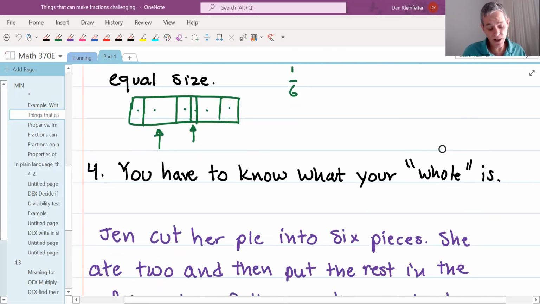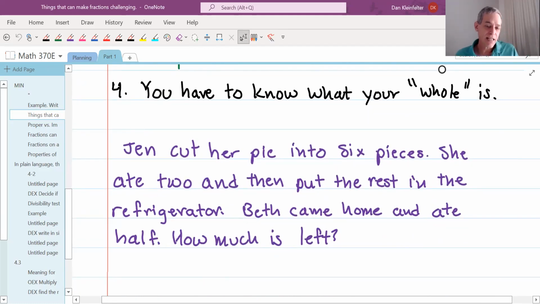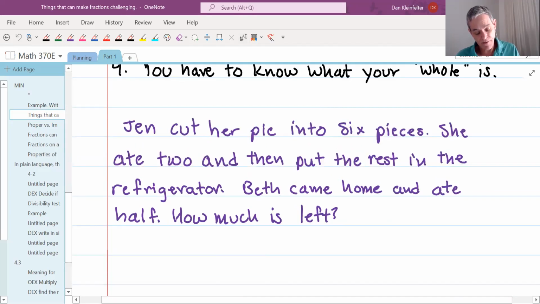Speaking of which, you do have to know what the whole is. Okay, as an example, suppose that Jen cut her pie into 6 pieces. She went out to the store, bought a pie, or better yet, made one, and she cut it into 6 pieces. And then she ate 2, and then she put the rest into the refrigerator. Then Beth, her roommate, came home and ate half. We want to know how much is left. Okay, so let's think about that for a minute.